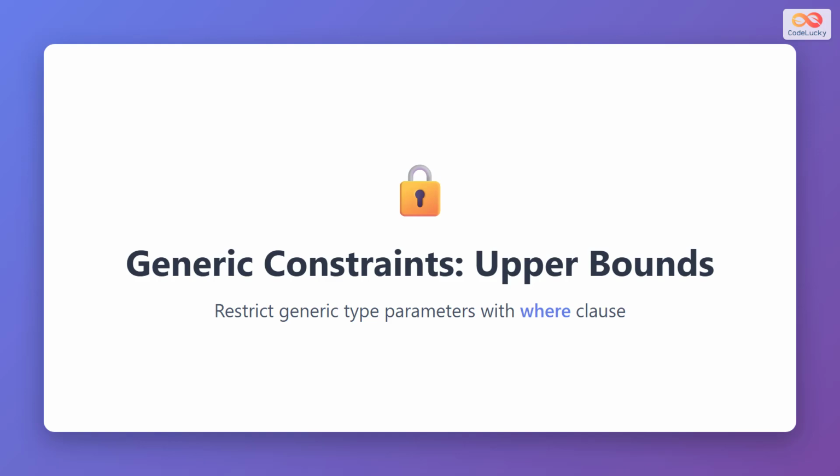Welcome to this tutorial on generic constraints and upper bounds in Kotlin. In this video, you'll learn how to restrict generic type parameters using the where clause. This powerful feature allows you to write more type-safe and predictable code by limiting what types can be used with your generic functions and classes.